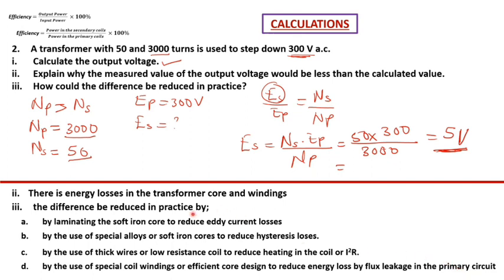So basically, these are the 4 types of energy losses that will tend to reduce the efficiency of the transformer, or that will reduce the calculated value of the voltage because of all of these losses in the transformer. So by correcting each of the losses, we'll be able to reduce the difference in the value.